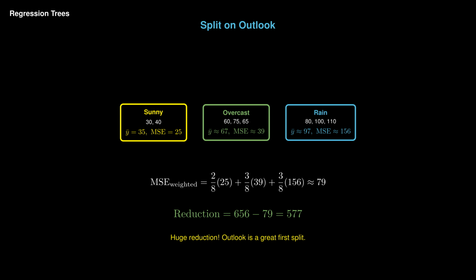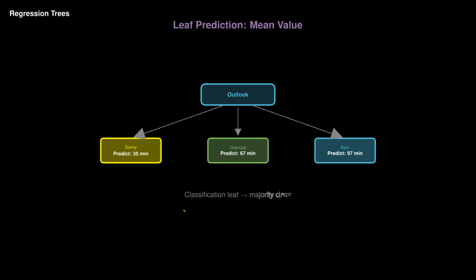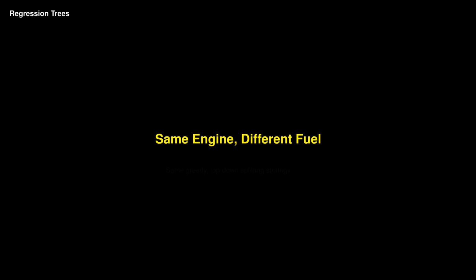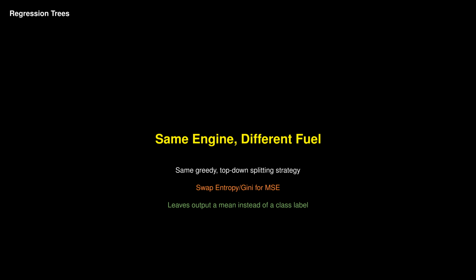Here's where regression trees differ most from classification trees. In a classification tree, the leaf predicts the majority class. In a regression tree, the leaf predicts the mean. So the sunny leaf predicts 35 minutes. The overcast leaf predicts 67 minutes. The rain leaf predicts 97 minutes. Simple as that. To recap, regression trees follow the exact same greedy top-down strategy as classification trees.